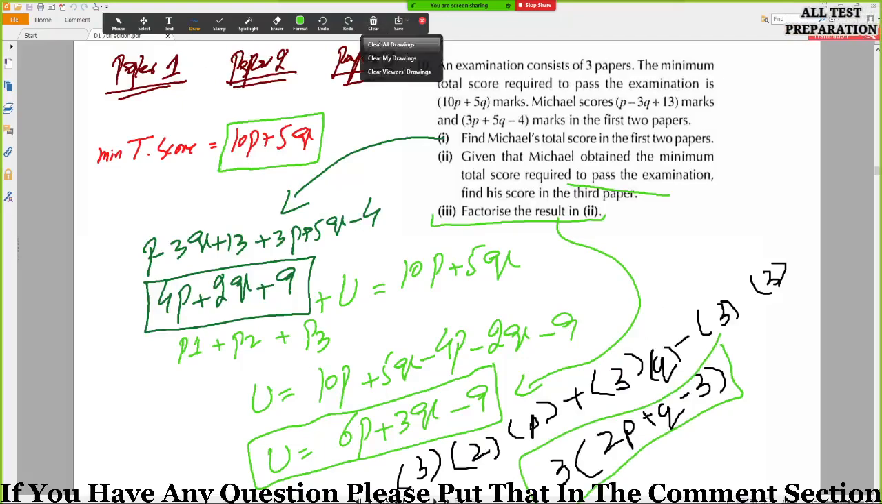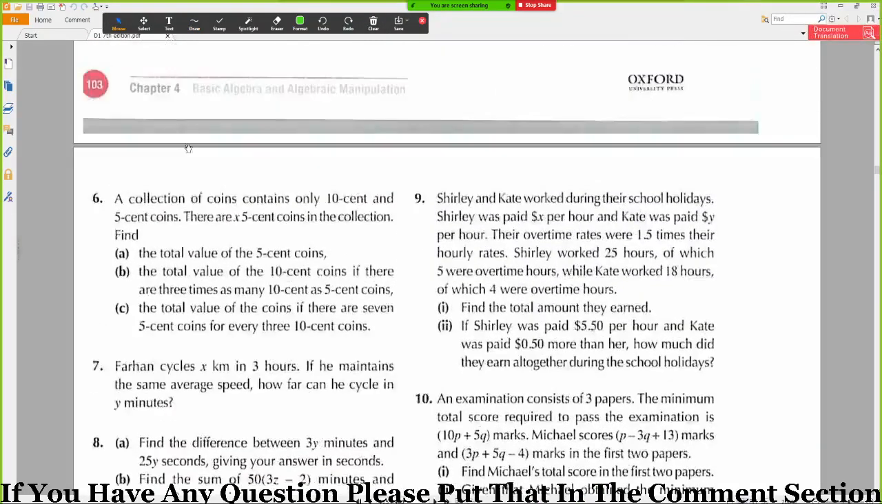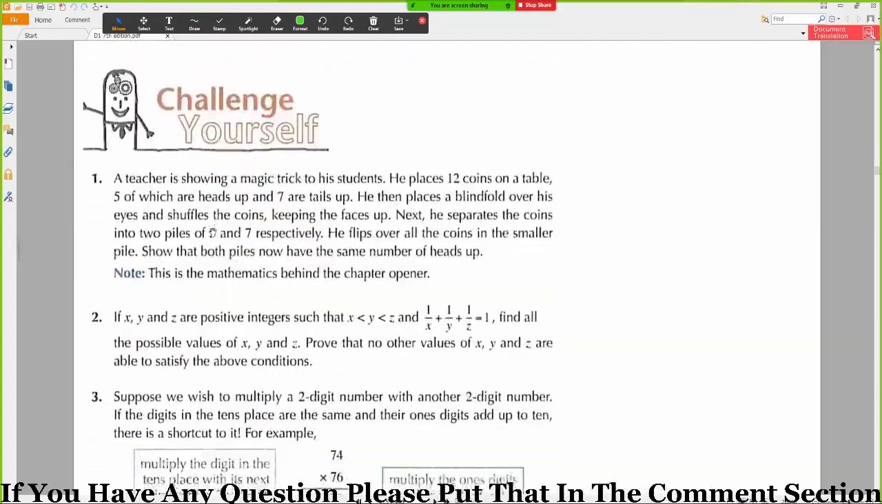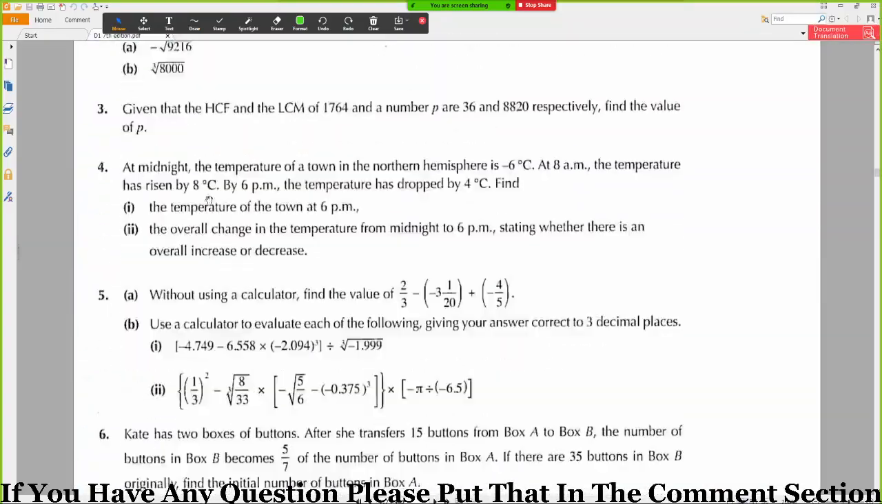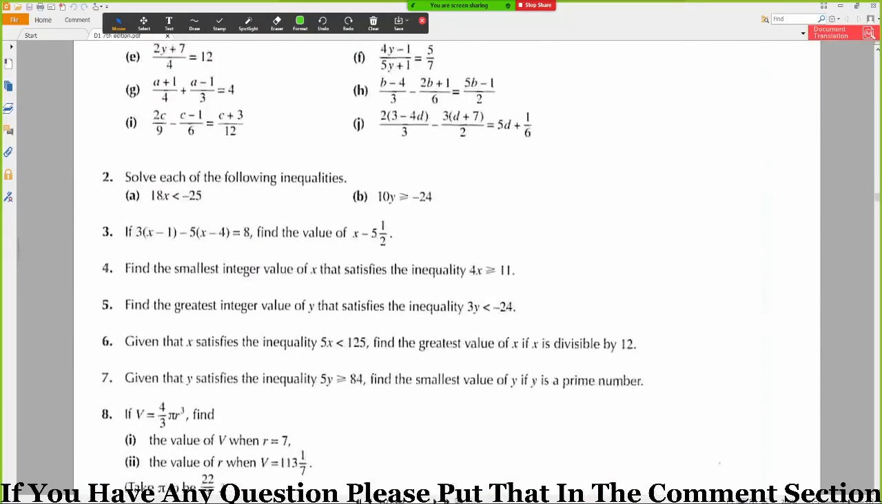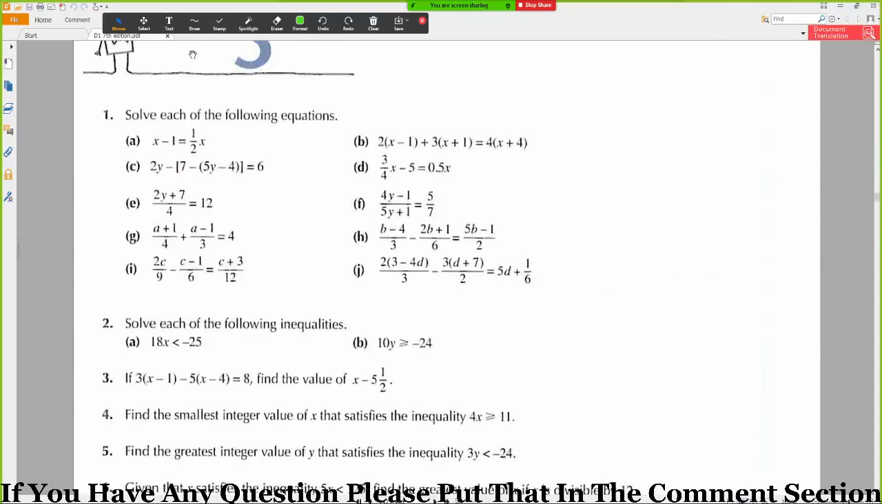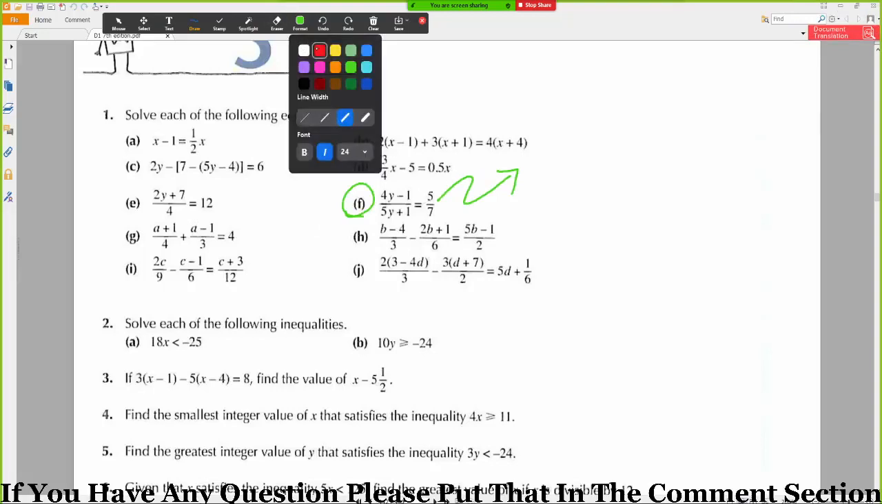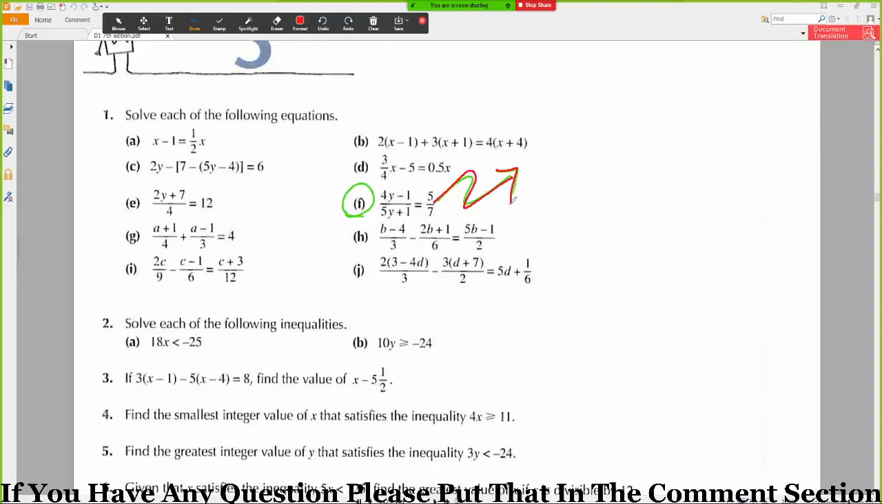Now this is the end of this chapter. Okay, review exercise 4. Now we will move toward review exercise 5. Solve each of the following equations. Okay, so this is easy. Hopefully you will do these type of questions. Like in this question, what do you have to do? Cross multiply. Yes, in this you will do cross multiplication and then you will simplify this.